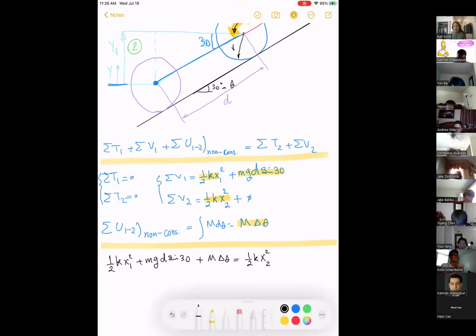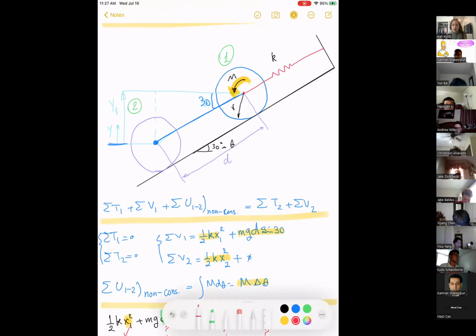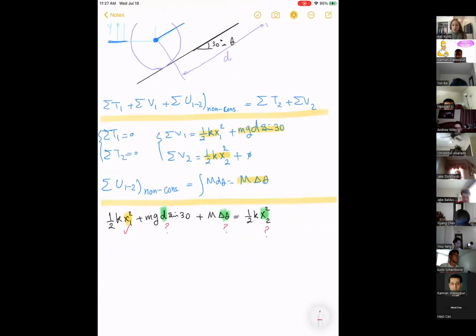Now, x1, we calculated. D, I don't know it. Delta theta, I don't know it. X2, I don't know it. So we have 3 unknowns. And remember, this is a scalar equation. You cannot have 3 unknowns. How we're going to relate these things together? Look at this geometry. Suppose that, let me give you a second to write down this, and then I'm going to explain on the board.